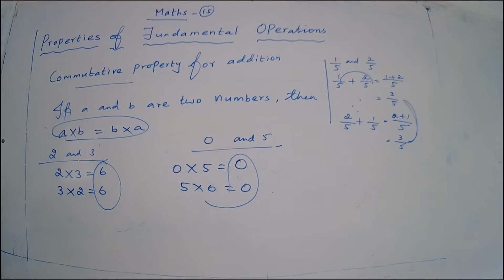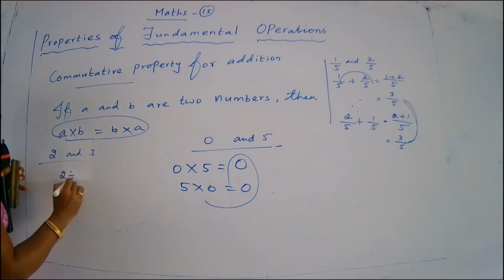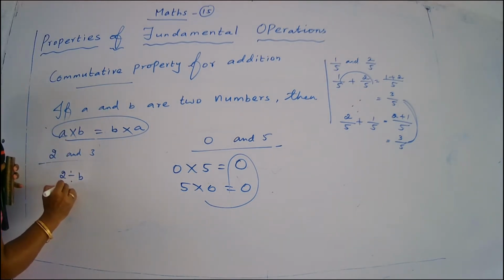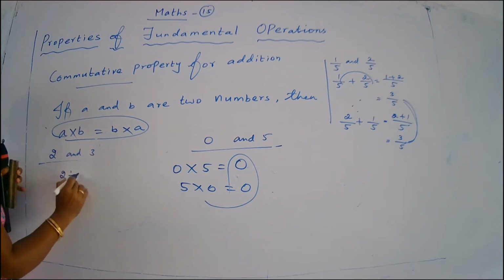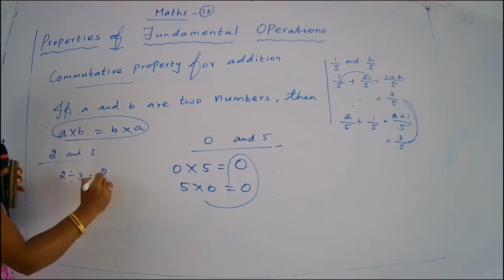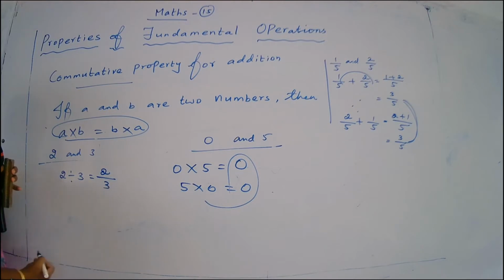Okay, children. Now next, check this property for the operation division. Two numbers you take. Let us take two natural numbers, 2 and 3. Now check this property. 2 divided by 3. This is a division operation. So what's the answer? 2 divided by 3 can be written as 2 upon 3.